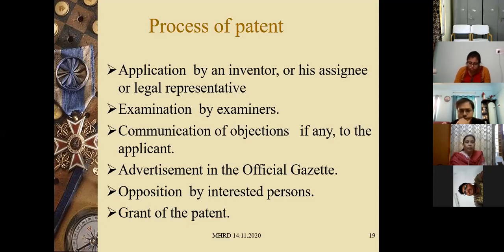Okay. So then communication of objections, if any, to the applicant. So when the examiner examines and says that it is patentable, then there is time for anybody to file objections also. Then it will be advertised in the official gazette, and it is open for anyone to oppose, that is, objections or anything. And after some time, only when they are very sure that there are no objections, then only the patent will be granted. Now, the journey from here to here can be quite long, 2 to 3 years also it can take.